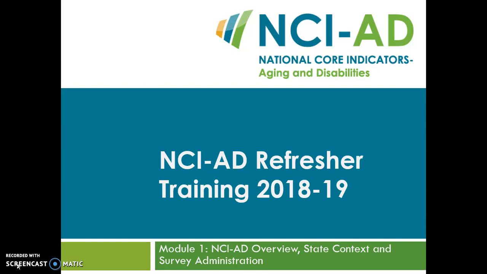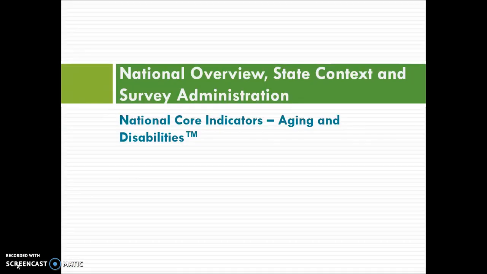Welcome to the first module for this NCI AD refresher training for 2018-19. So here we're going to discuss a bit about National Core Indicators for Aging and Disabilities in terms of a national overview, provide a little bit of information about how states use NCI AD data, and then talk a bit about the Consumer Survey Administration.